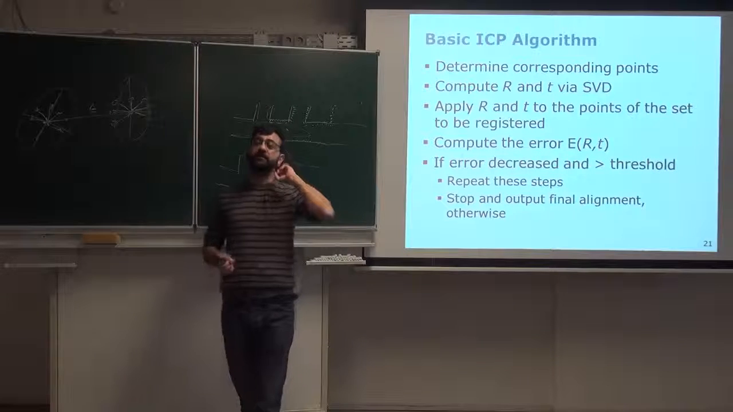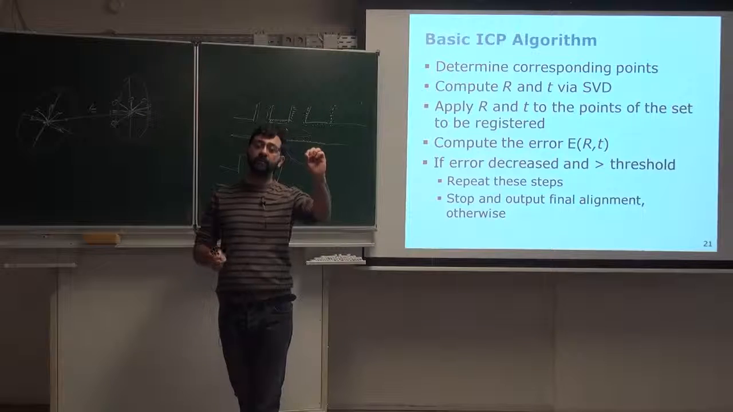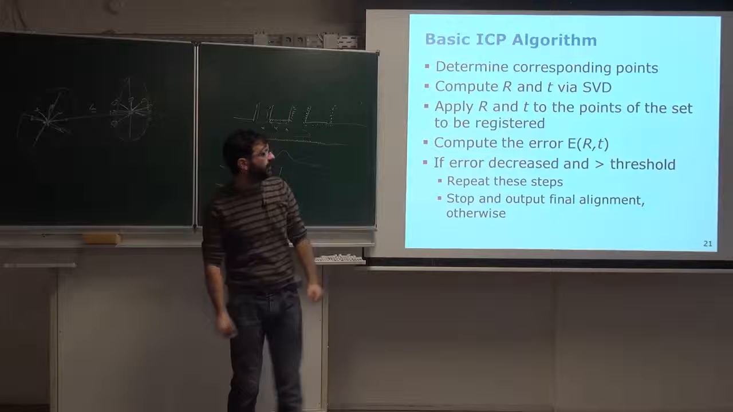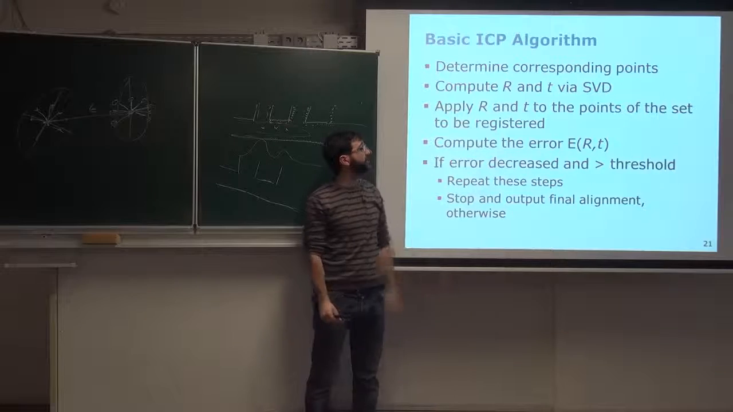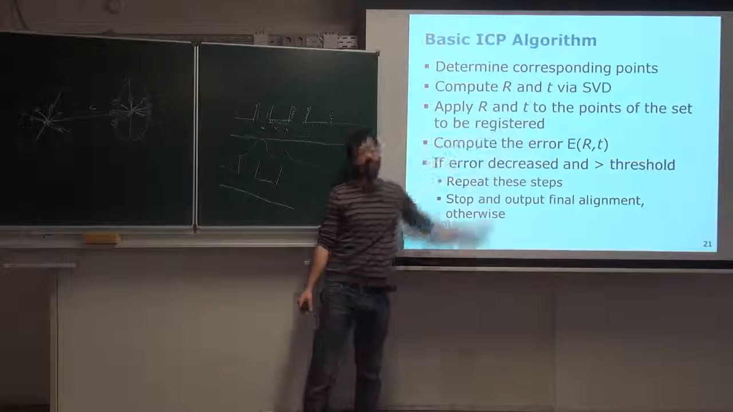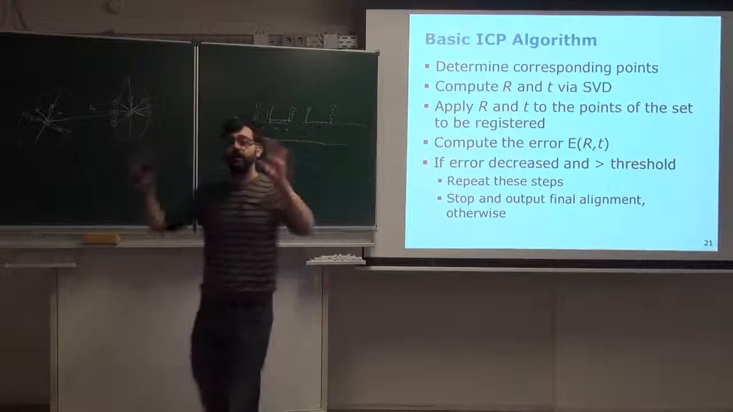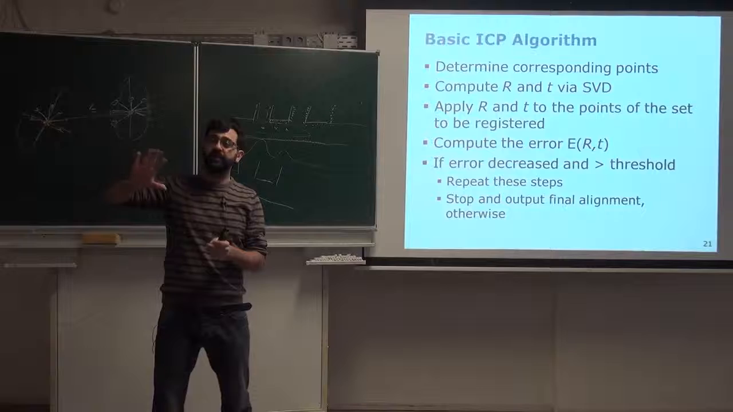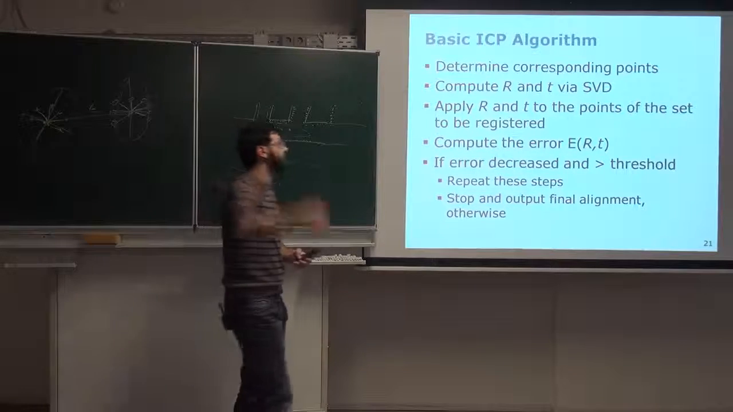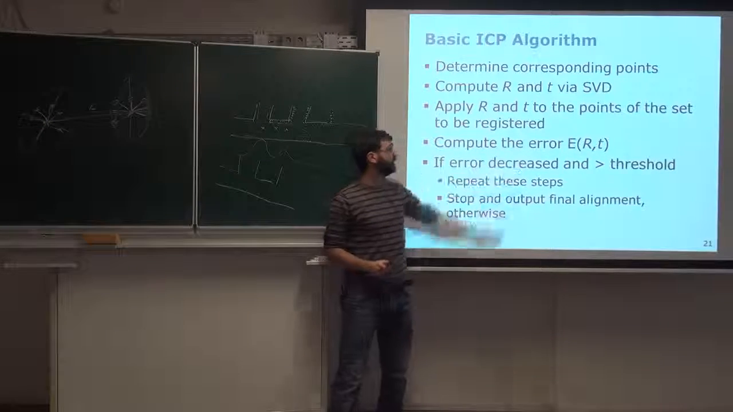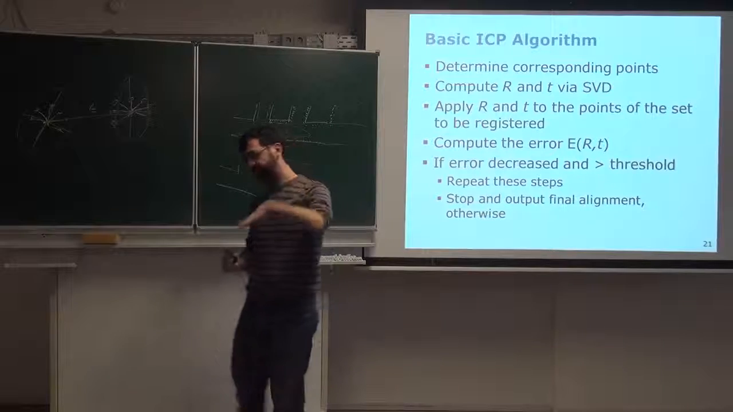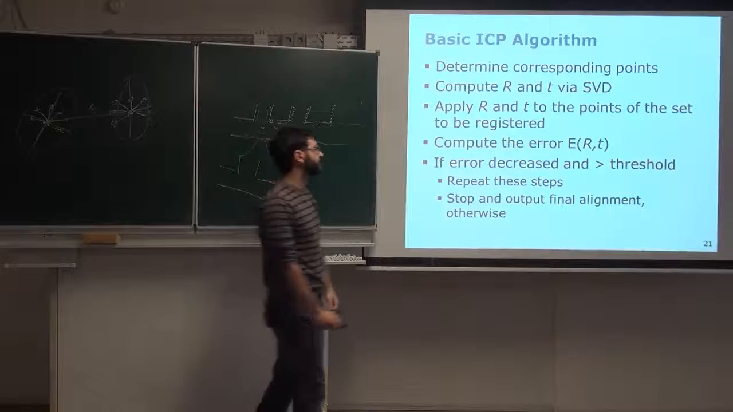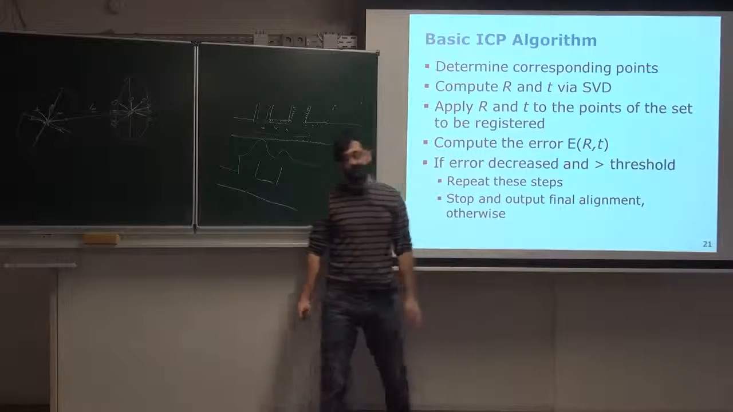We do it by considering, from one point cloud, or one set of points, the closest one in the other set. We have two formulas that tell us how to compute the rotation and the translation given this associated point set. We compute that. We transform the second cloud. We reiterate over and over. And if the error decreases, it's below a threshold, or the correspondences do not change, we just stop. And then we output the final alignment.